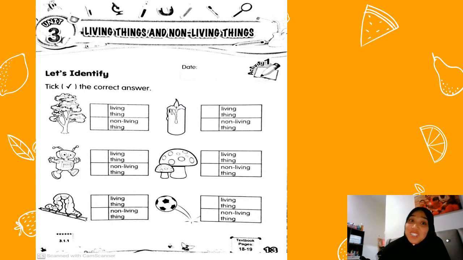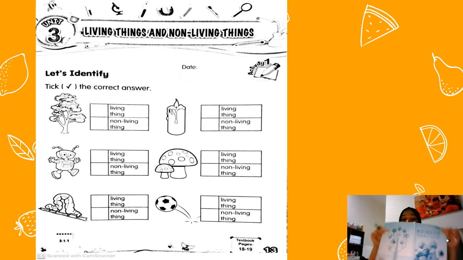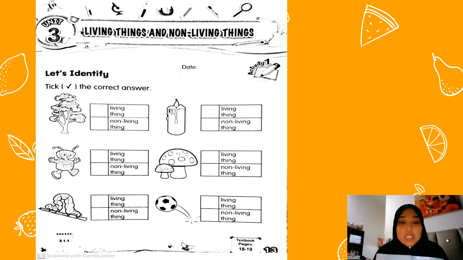Okay, kids, can you open your activity book? Activity book. Right now, I'm giving you time to open your activity book. Turn to page 13. 13. Muka surat 13. Sekarang cepat. Dah buka? Are we on the same page? Okay, so we are doing activities on living things and non-living things. So let's take a look at these exercises.